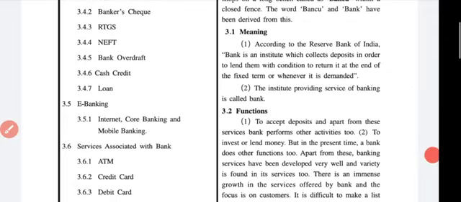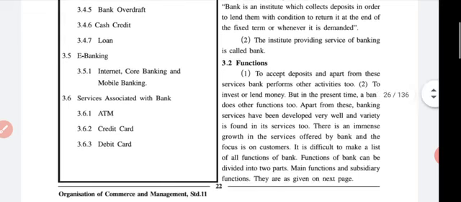Then the meaning of bank. According to RBI, Reserve Bank of India, a bank is an institution which collects deposits in order to lend them, with the condition to return them at the end of the fixed term or whenever demanded. What is the meaning of bank? It is a type of institution which collects deposits from the depositor and lends money to the borrower. This whole process is called banking, a service of banking, and an institute which provides this type of service is called a bank. Okay, clear?